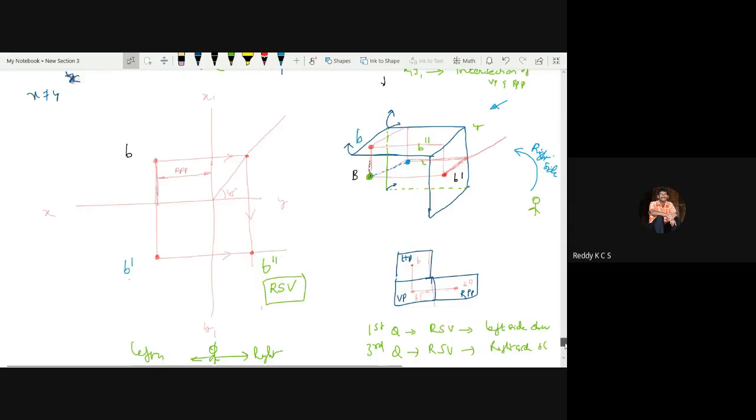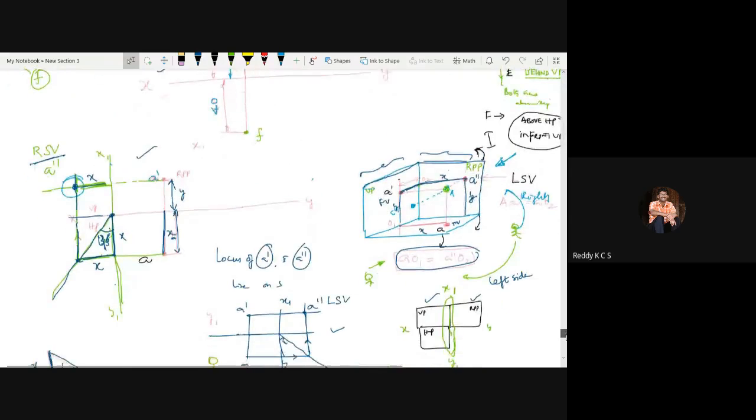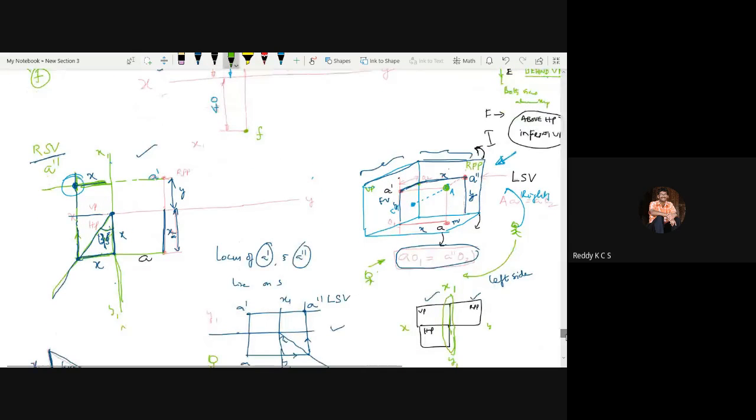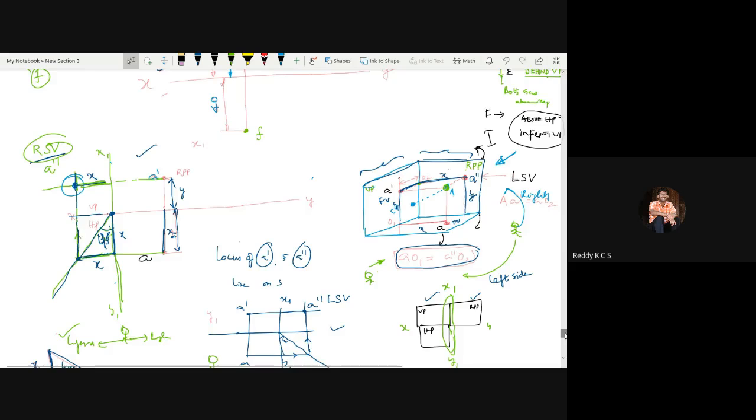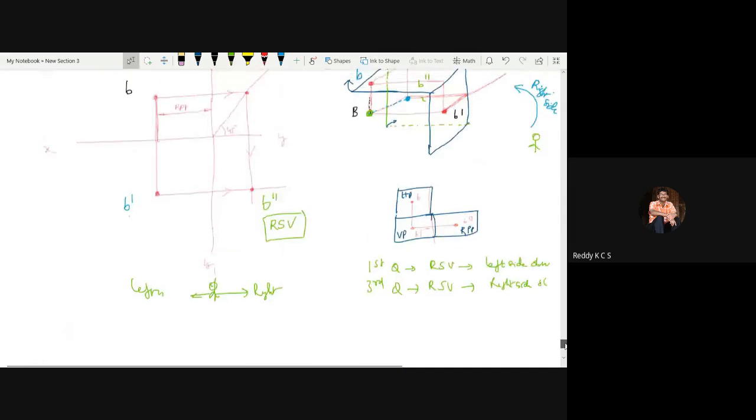If you look at the previous diagram, see where I got the right side view. Here is the observer. For me, this is the right side and this is the left side. So the right side view is obtained on the left side of the observer in the first quadrant, and the right side view is obtained on the right side of the observer when it is placed in the third quadrant.